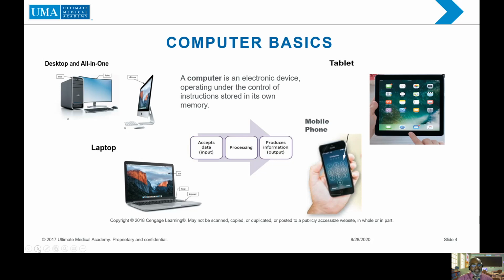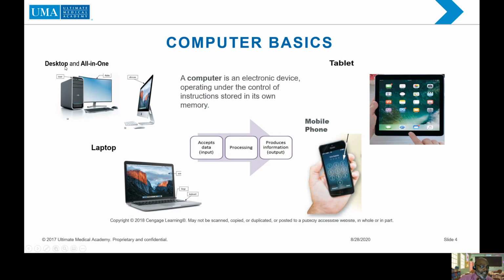So, computer basics. First and foremost, it's going to benefit you to have an understanding of what the computer actually does. A computer is an electronic device operating under the control of instructions stored in its own memory. Now, we're going to talk about how those instructions are stored in its own memory. But first, take a look at the screen and you can see that these are some devices that you typically see when you talk about computers.